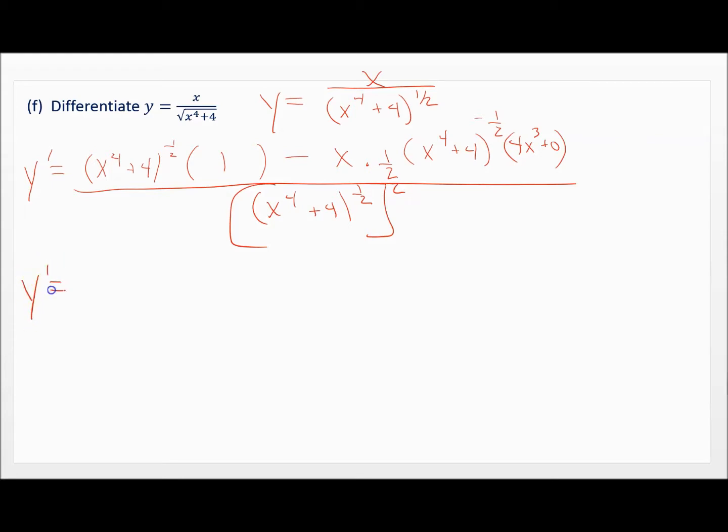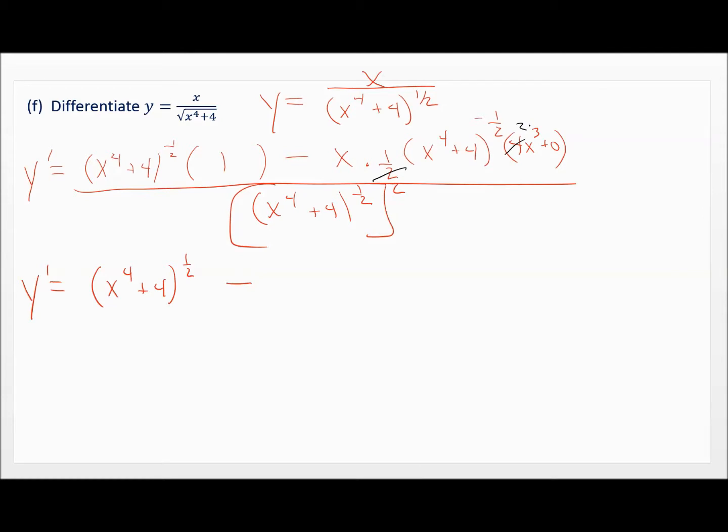Y prime equals, now this x to the 4th plus 4 to the 1/2 times 1, I'm just going to rewrite that as x to the 4th plus 4 to the 1/2. And then minus. And here's some things I see. There is no distributing these factors into this because that's raised to the negative 1/2. We'll deal with that in a minute. Okay? But I can cancel this 2 in the denominator with this 4, and that leaves 2.